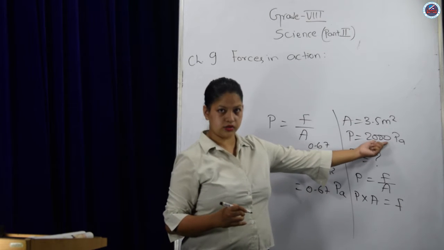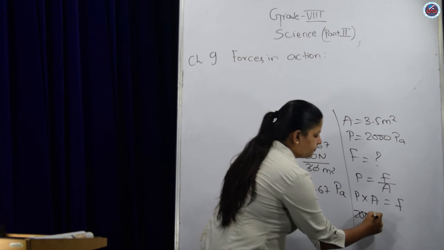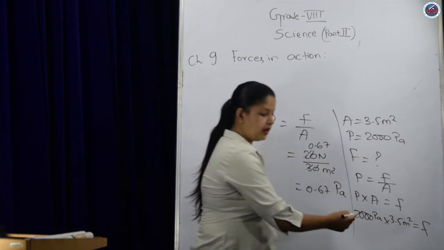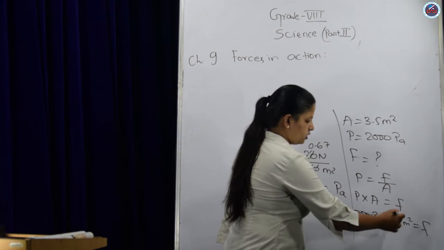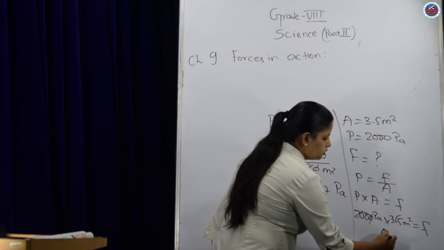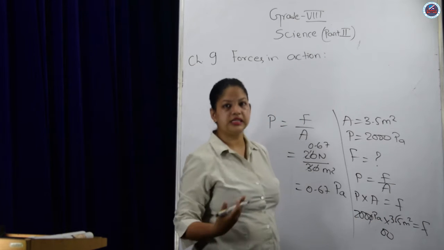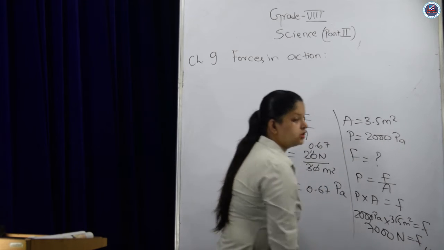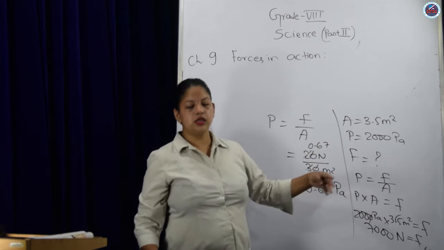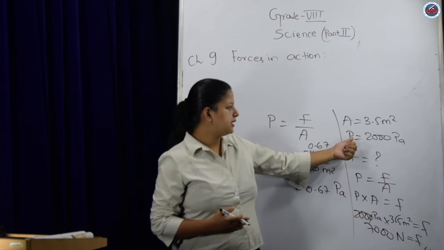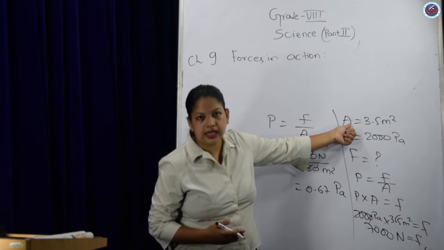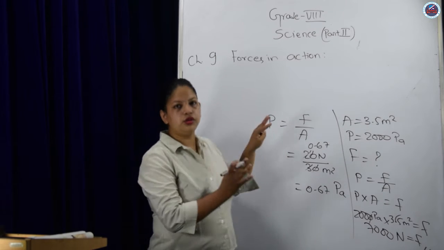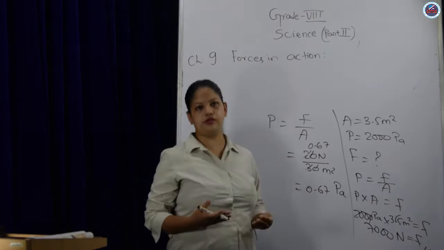Now P, we have already put the value 2000 Pascal. A we have 3.5 meter square. Now multiply them. The zero cancels, the point is gone. So 200 into 35, with 2 zeros, let it be there. 35 into 2 is 70. So 7000. The SI unit of force is Newton. So this is how we calculate force. Similarly, sometimes in the question P and F will be given and they will ask you to find A. Whatever it is, you just use the relation P is equal to F by A and calculate whatever the unknown values are.